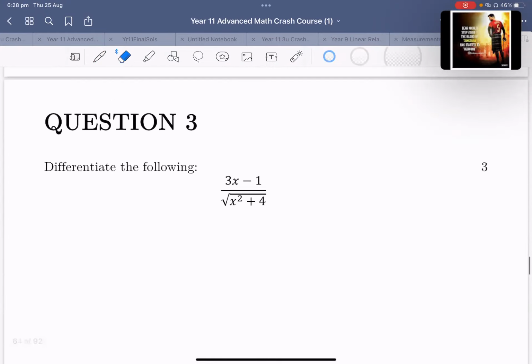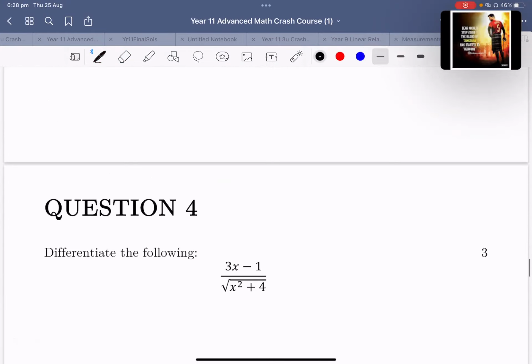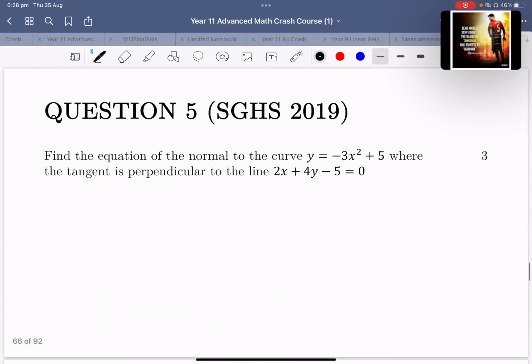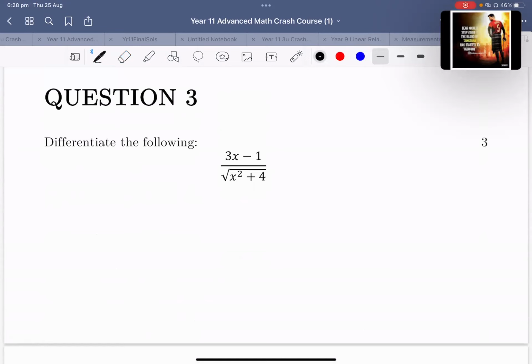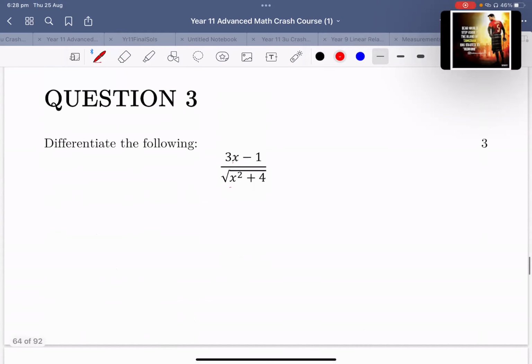All right, now question 3, which is basically the same as question 4. Whatever. All right, question 3. I want to differentiate this one. Now, because we need to differentiate in terms of x, and there's x on the numerator and x on the denominator, we actually have to use something called the quotient rule.